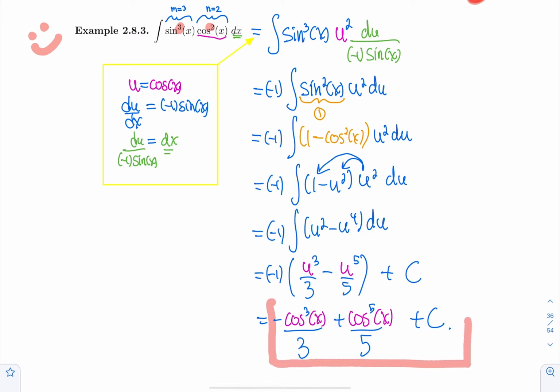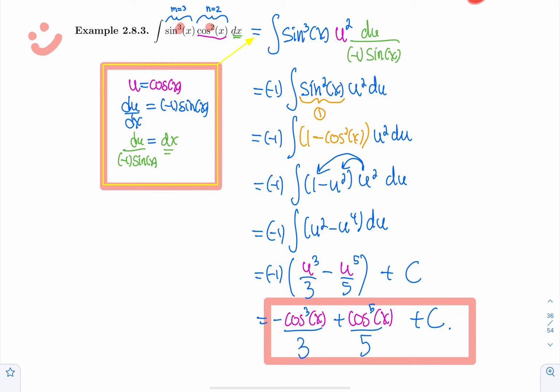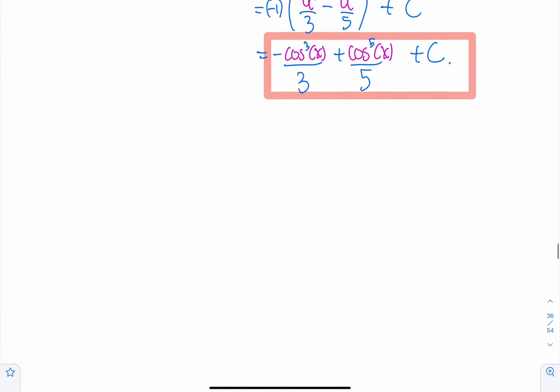Again here, I cannot stress enough that this method of dealing with powers of sine and cosine is just how to use trigonometric identities to do a substitution. So it's really just substitution in disguise. All right, that's it for that example. Let's move to the next one.